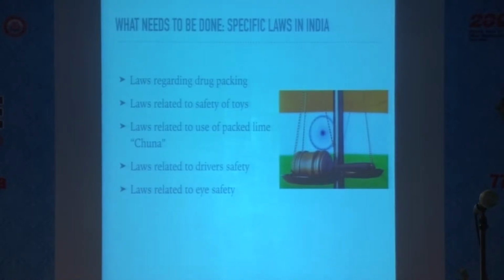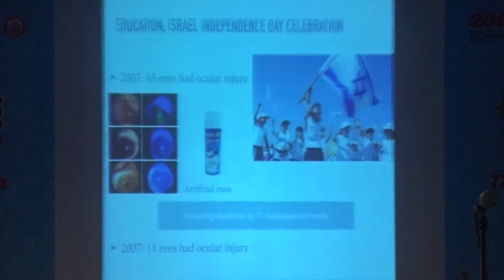We need laws regarding drug packaging and laws regarding the safety of toys. Again, a very typical injury seen more in India is from the packed line, the tuna. At the ocular surface meeting, all the major institutes from India gave a memorandum to the Government of India to ban these packed lines. But I don't think anything has happened after that, and again, as a society, we need to take some action and put it to all the bureaucrats. And we need laws related to ocular safety.